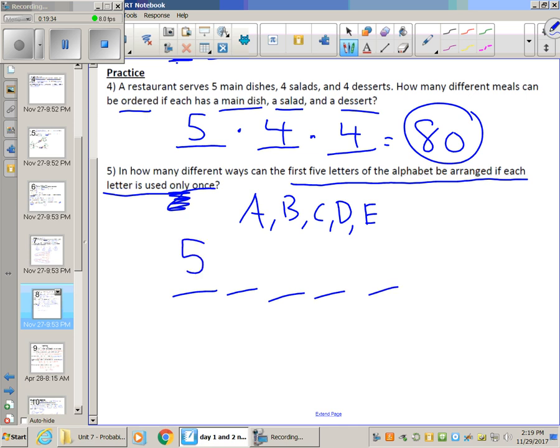In the first spot, I could pick any of the 5 letters. The next spot, I only have 4 choices because I can't reuse the letter. Third spot, I have 3 options. The fourth spot, I have 2 options, and the last spot, I only have 1 option. If you multiply that, that is 120. So we have 120 different ways we can arrange that. If you remember, 5 times 4 times 3 times 2 times 1, that's actually 5 factorial.